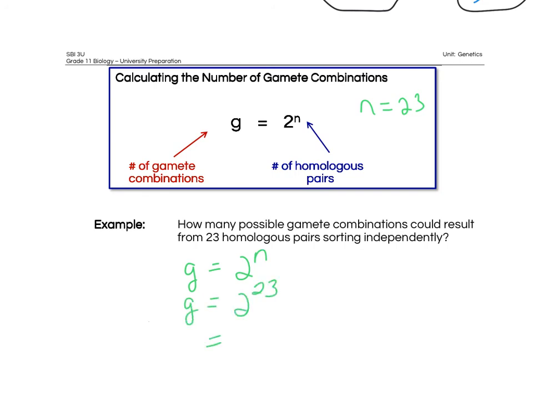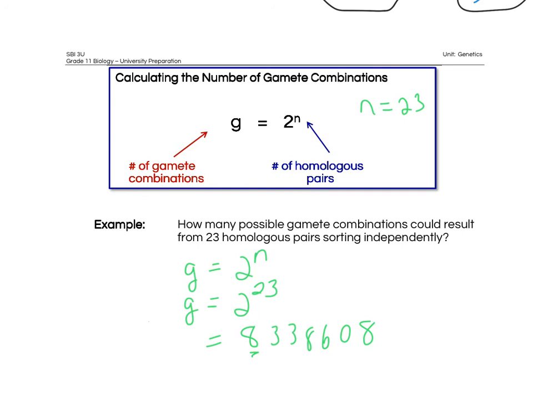So I would go ahead and calculate that on my calculator using my exponent button. And when I type that into my calculator, this is the magic number I get: 8338608. So that means I've got over 8 million different possible gamete combinations. So there we have it.